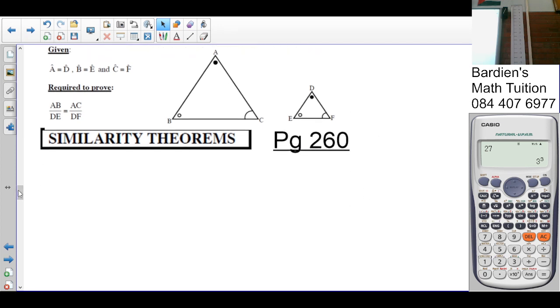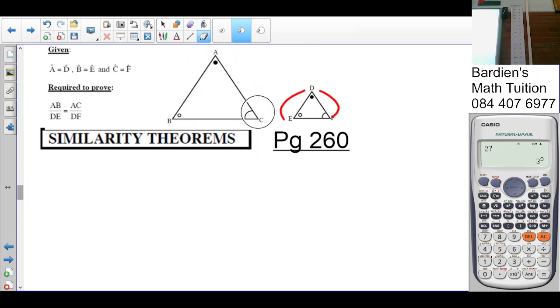Alright, so here we go. So we are given that angle A is equal to angle D, angle B is equal to angle E, and angle C is equal to angle F. The question says you are required to prove that AB over DE is equal to AC over DF. That's what we are required. Okay.